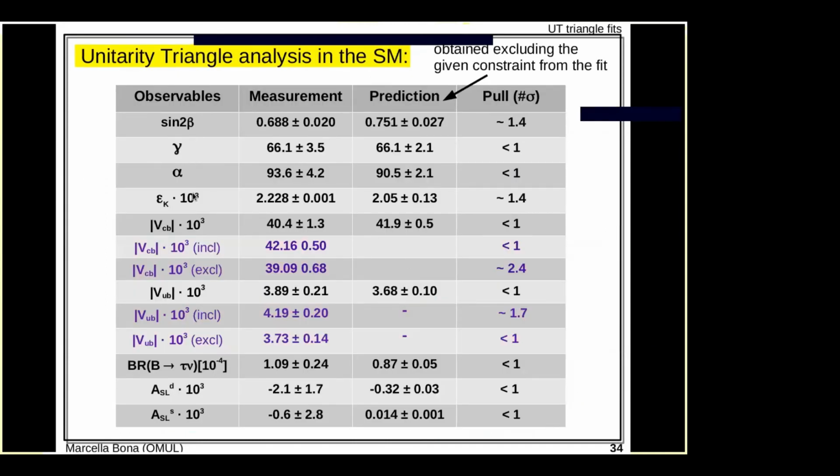Now we can play this game for all the observables. You have your observable, the measurement, and then the prediction obtained by removing that observable from the global fit, and you have the kind of tension that you get. So you have very little tension, you have some tension from sine 2 beta, epsilon K, and then VUB and VCB that are showing this tension, but basically on the specific either inclusive or exclusive values.